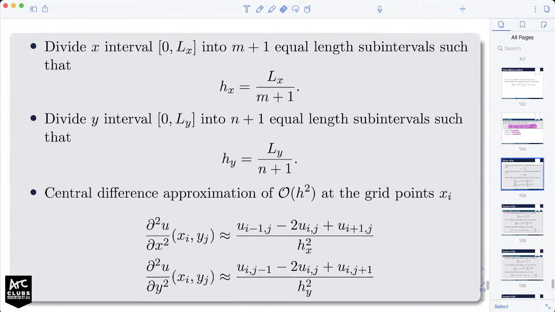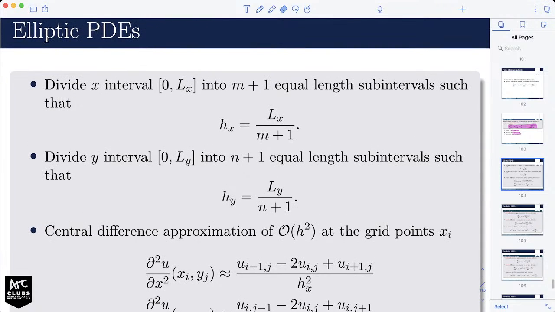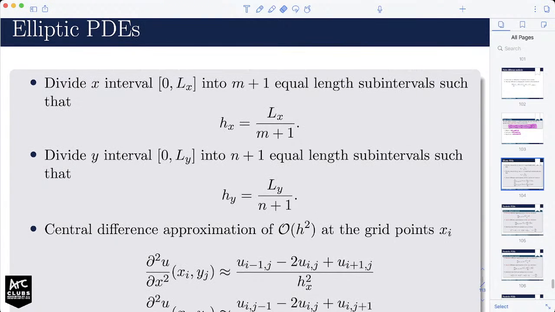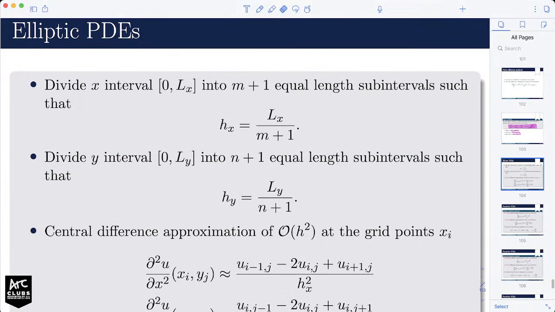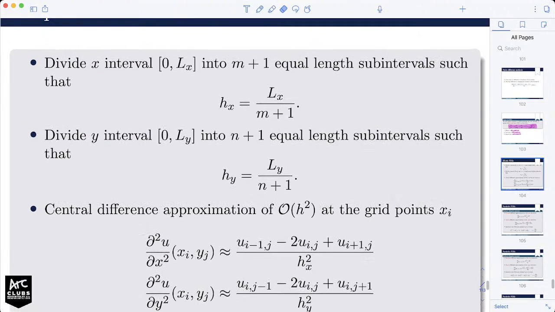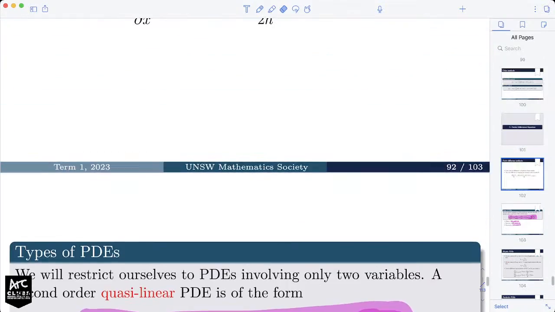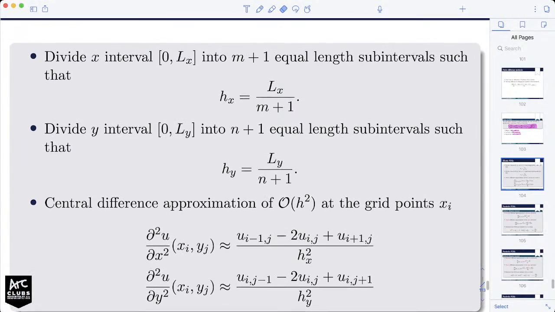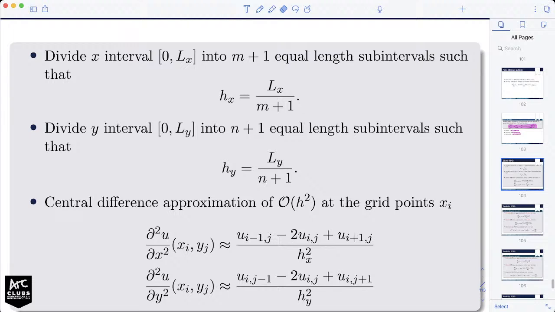I'm going to go through the theory somewhat fast, and again, if you want to look at this in more depth, I'd invite you to have a look at the other seminar. Unfortunately, we did run out of time here. With elliptic PDEs, we divide our x interval and our y interval by n+1 and n+1 respectively. Then we use our central difference approximation at each of these grid points. You should be given a table of these for your exam, and if you do quite a few questions, you can start memorizing these as well.